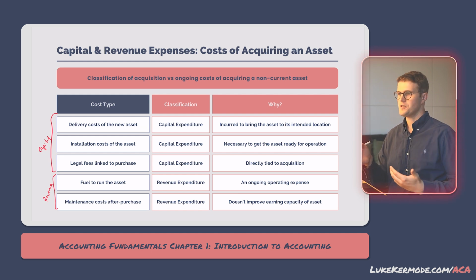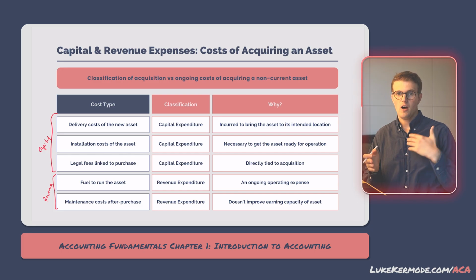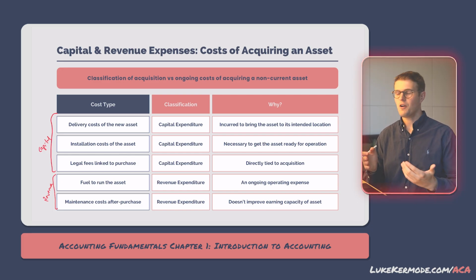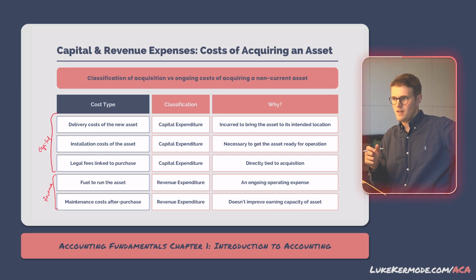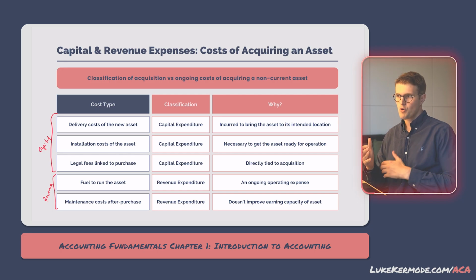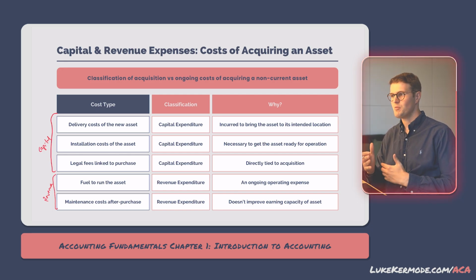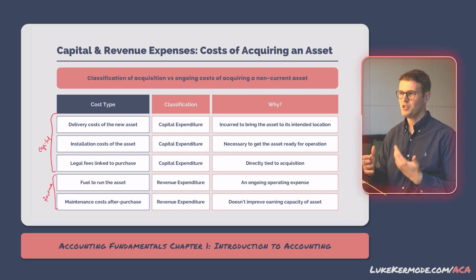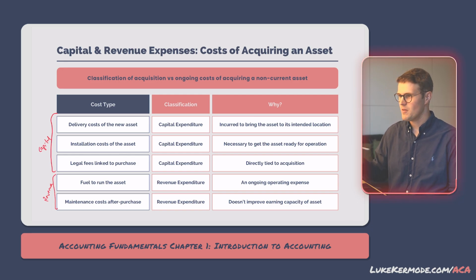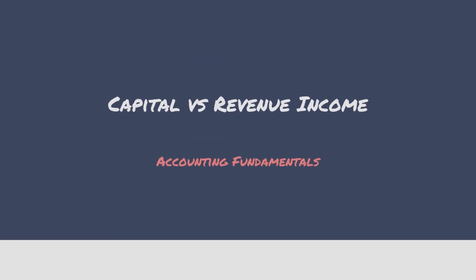They're ongoing costs that need to be incurred continually, even years after the initial purchase was made. So capital expenditure brings something new or improved into the business, providing long-term benefits, whereas revenue expenditure simply helps maintain the business's current earning capacity.